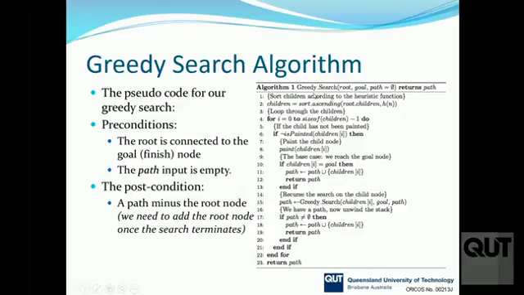But basically in software, we have a root node and a goal node. That's the input to our search. And we're starting off with an empty path. And what we want to do is actually return that pathway filled with some nodes or some edges.